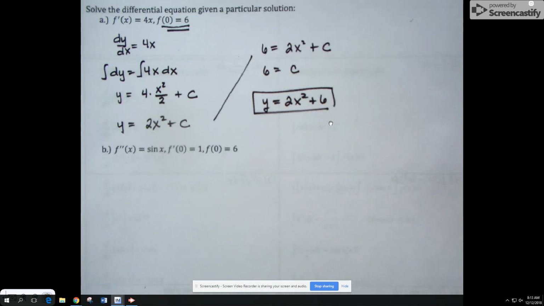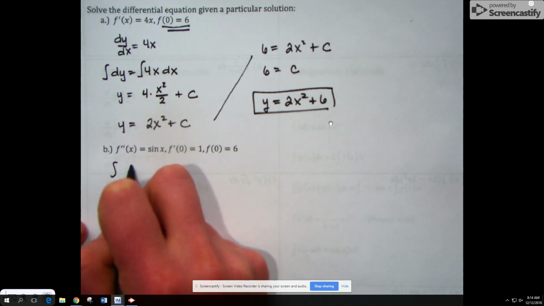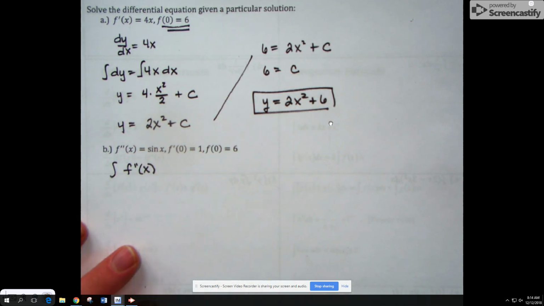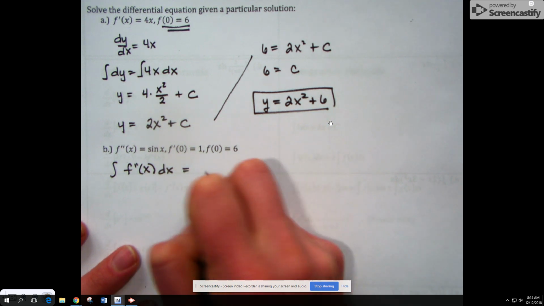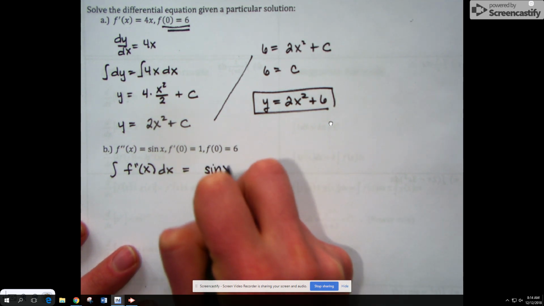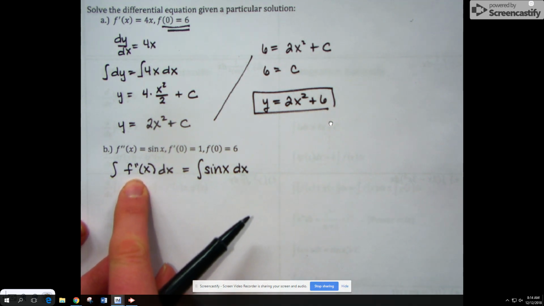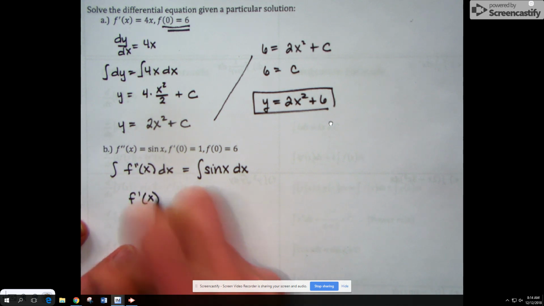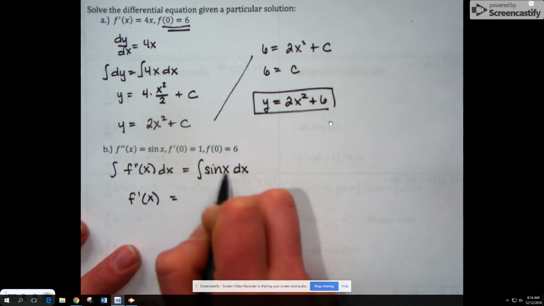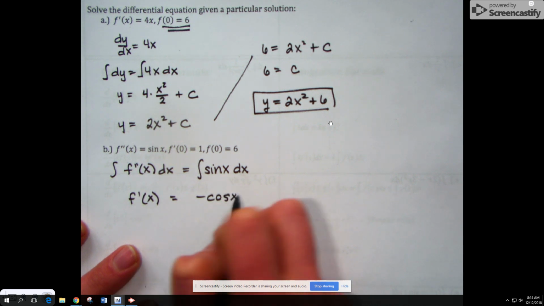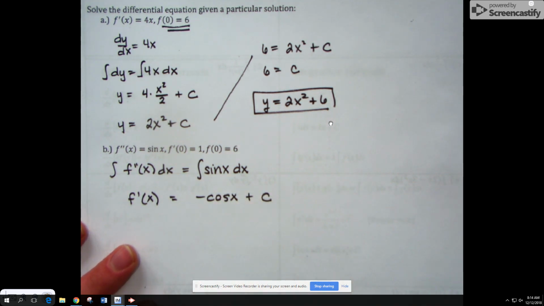The second one that I've picked out here is a second derivative problem, and you'll notice that it has more conditions given. If you want to find the function given the second derivative, you just have 2 processes to go through. So if I integrate that second derivative, the integral of sine of x dx, then when you integrate the second derivative, I would get the first derivative. I'm going backwards. And the integral of sine x would be negative cosine x. You're just using those memorized values. And so I have my plus c.